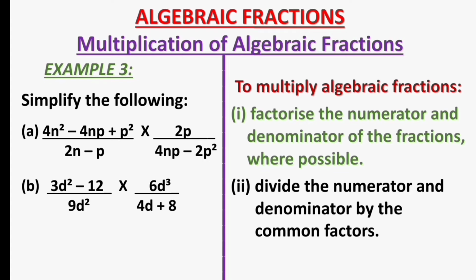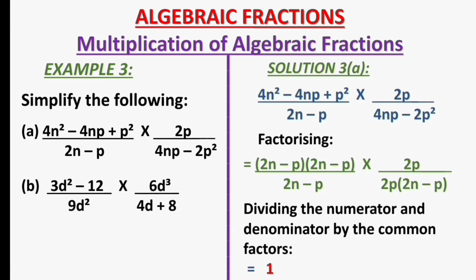Once again, to multiply algebraic fractions, here are the steps to follow. Number 1. Factorize the numerator and denominator of the fractions where possible. Number 2. Divide the numerator and denominator by the common factors. I hope you got that right. Next, let's see the solution to example 3a.